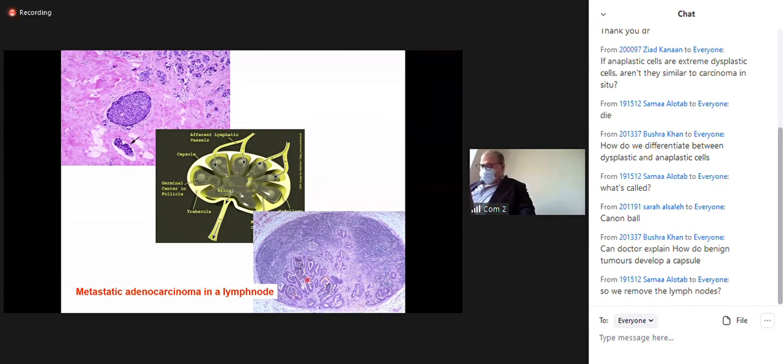Here it's much easier because you do have glands. The glands don't belong to the lymph node. So this is metastatic adenocarcinoma to the lymph node. And you can see here that after they go through the lymph node, they have to go out of the lymph node, and that's their exit way outside.